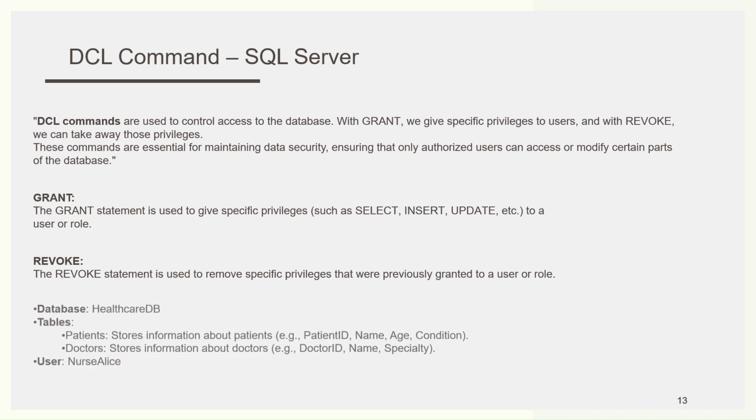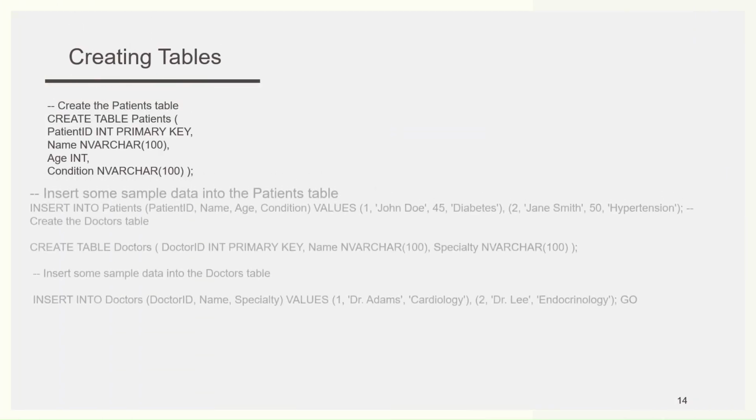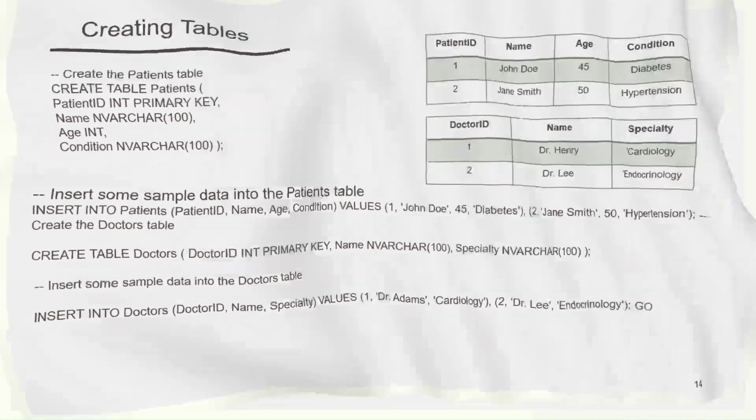My database is HealthcareDB, and there are two tables in this database. First is the patients table that stores information about patients, second table is doctors that stores information about doctors, and the user is nurse alias. Let me create these tables and insert values inside these tables. Here is the structure of the tables. Now, we assume nurse alias has been created as a user for this scenario. Here is the simple syntax.